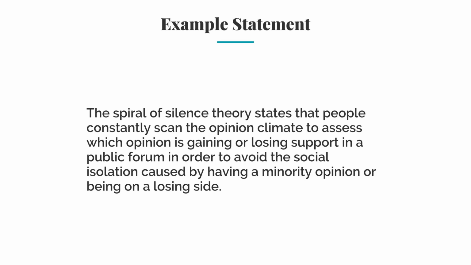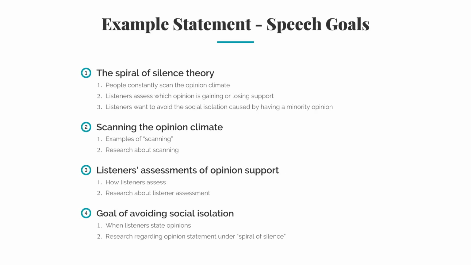So here's an example statement. The spiral of silence theory states that people constantly scan the opinion climate to assess which opinion is gaining or losing support in a public forum in order to avoid the social isolation caused by having a minority opinion or being on the losing side.